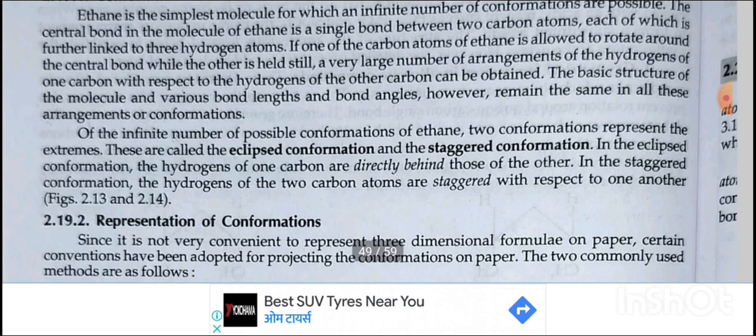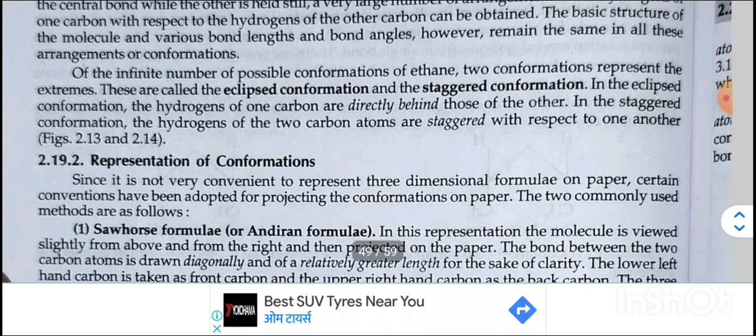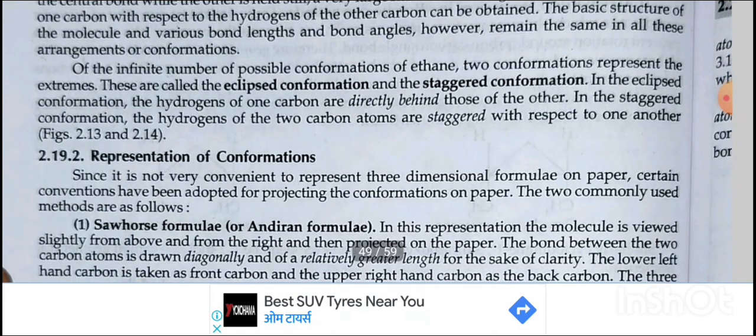Of the infinite number of possible conformations of ethane, two conformations represent the extremes. These are called the eclipsed conformation and the staggered conformation. In the eclipsed conformation, hydrogens of one carbon are directly behind those of the other. In the staggered conformation, the hydrogens of the two carbon atoms are staggered with respect to each other.